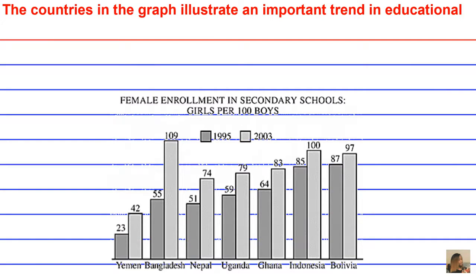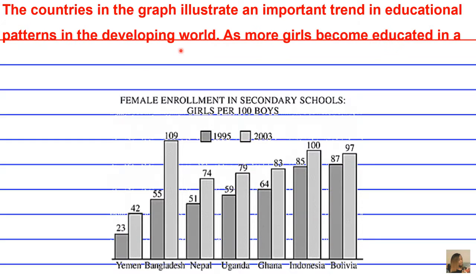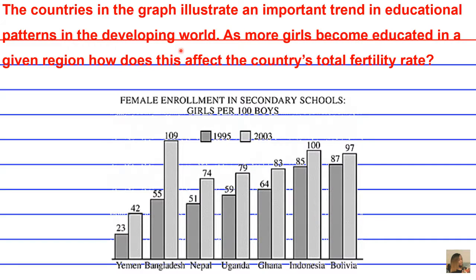The countries in the graph illustrate an important trend in educational patterns in the developing world. As more girls become educated in a given region, how does this affect the country's total fertility rate?